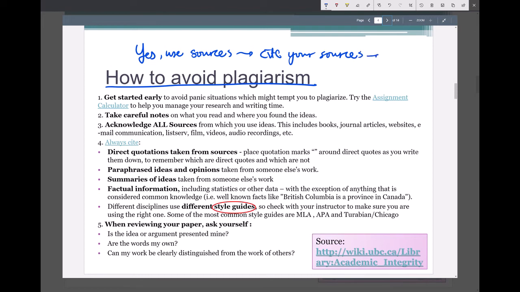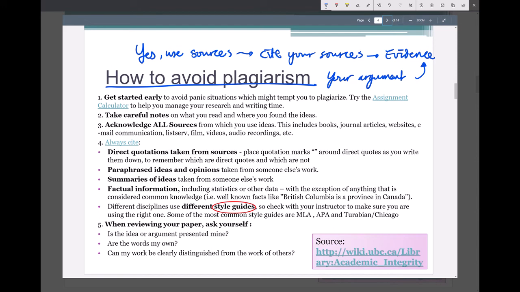Now, all these sources are really evidence. If you use sources for your paper, that's wrong. That's plagiarism. It's not your paper anymore. Remember, it's still your argument in this assignment. But you can use evidence from other people.